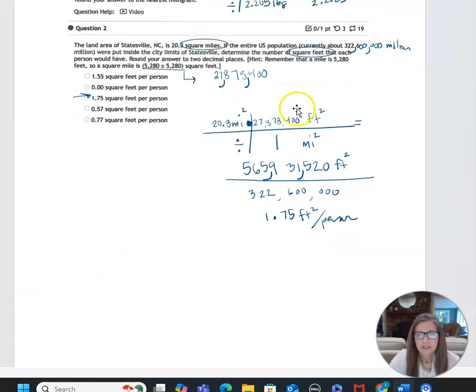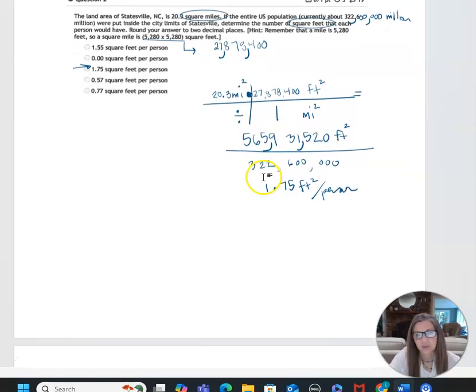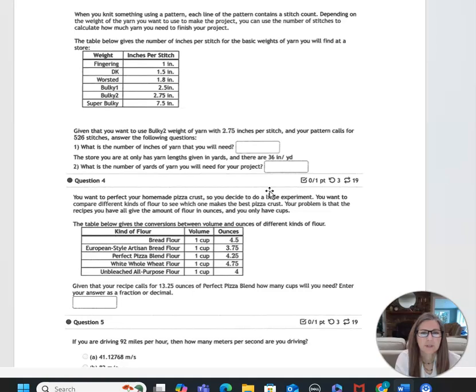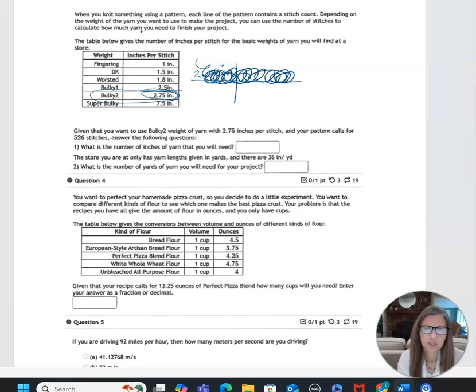Moving right along, simple conversion there, but those digits are really, really large. Number 3, when you knit something using a pattern, okay, I decided, let's scratch this. I had to pause my video. Let's just set this up as a proportion. I know that My Open Math explains some of these as a proportion, so I think this is a good one to set up as a proportion.